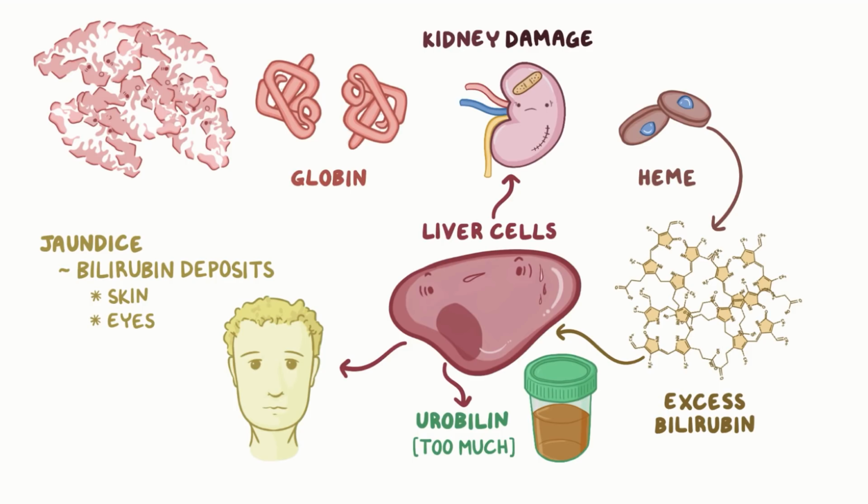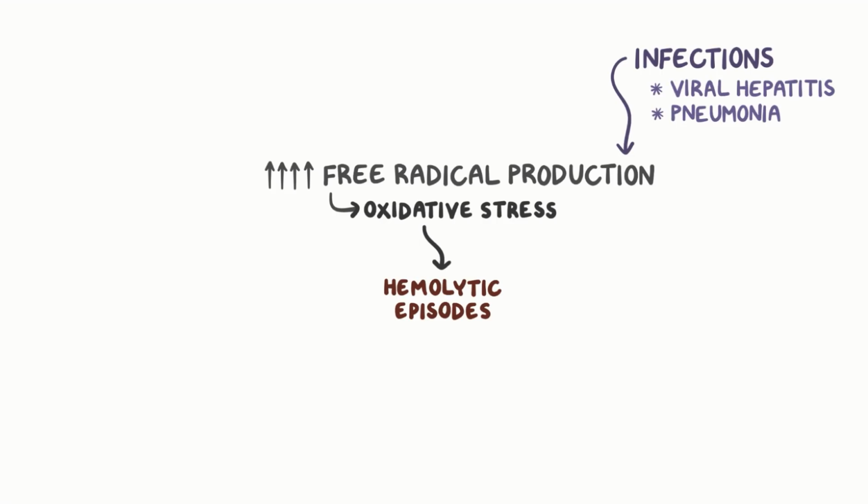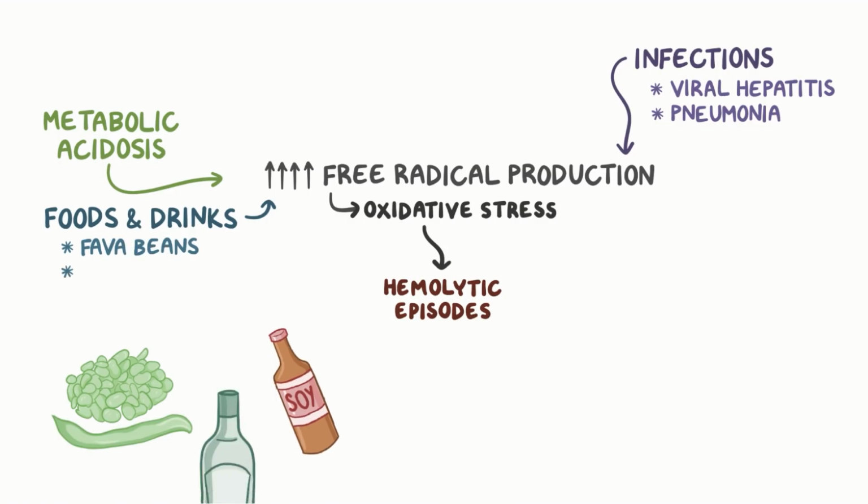Okay, so there's a long list of things that could increase free radical production, and when there are too many free radicals for the body to handle, it's called oxidative stress, which leads to hemolytic episodes. These include infections like viral hepatitis or pneumonia, metabolic acidosis, and foods and drinks like fava beans, soy products, red wine, and others.